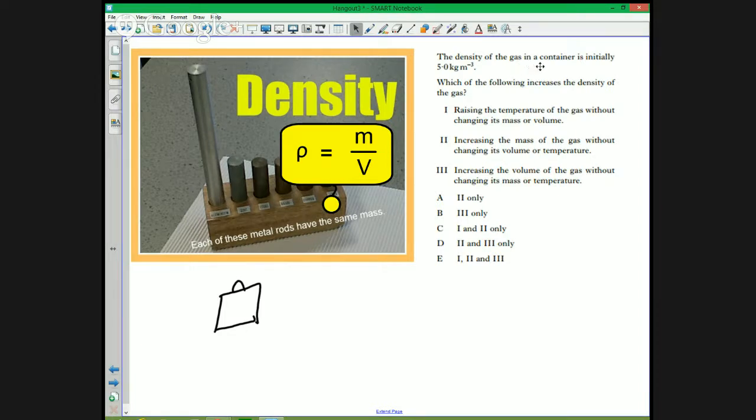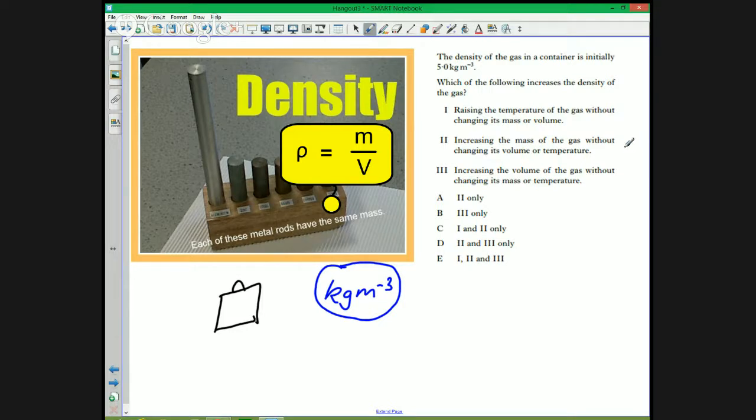The density of the gas in a container is initially 5 kilograms per meter cubed. That's another thing you've got to remember very importantly, that the units of density are mass, kilograms, per meter cubed. It could ask you that. So that's the units for density. Which of the following increases the density of the gas? Now, with these questions, the strategy is to go through each of the statements one by one and judge with your physics knowledge whether it's right or it's wrong.